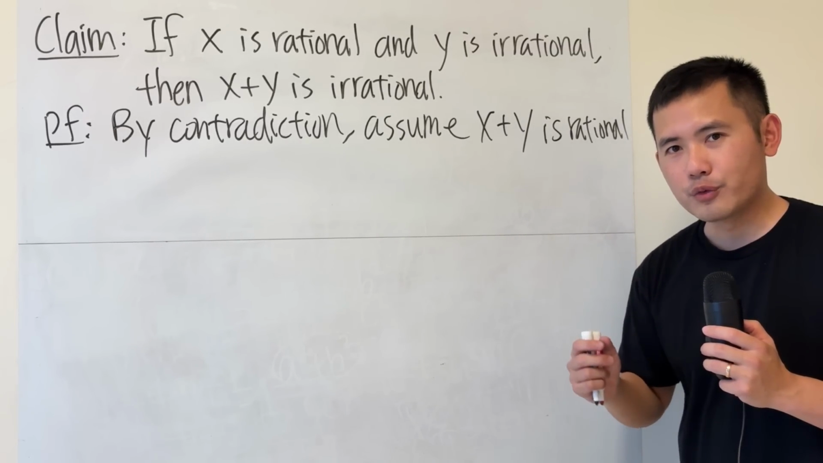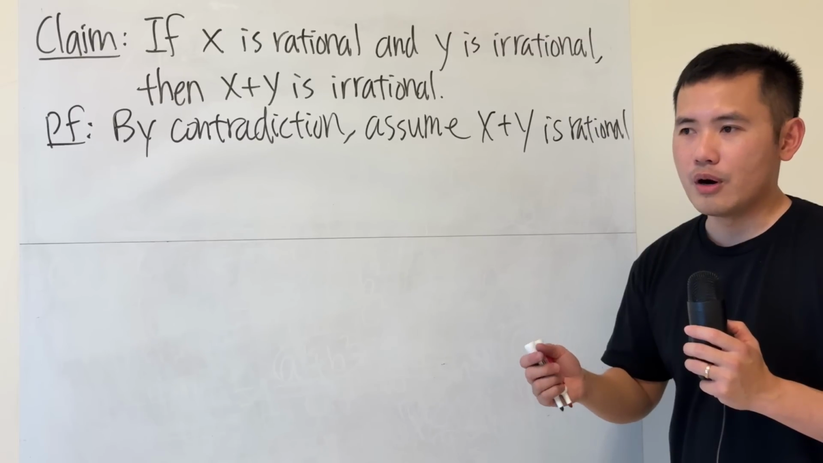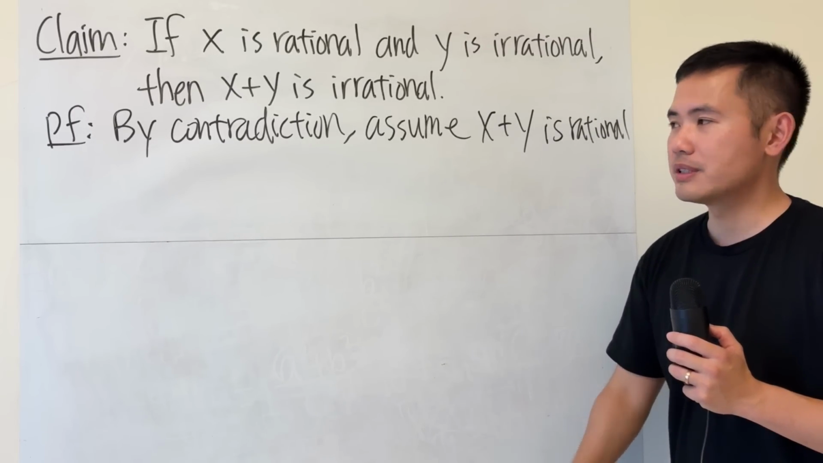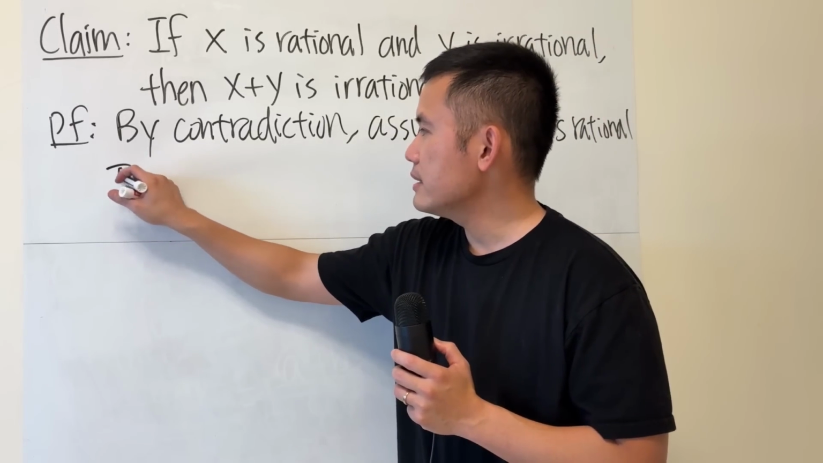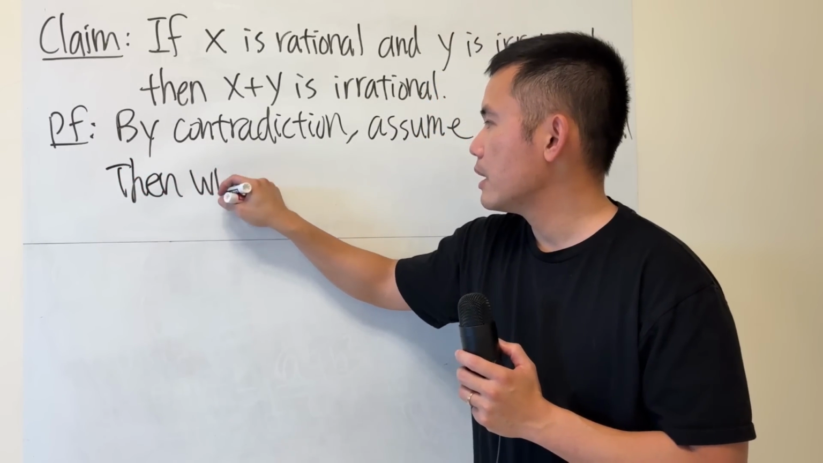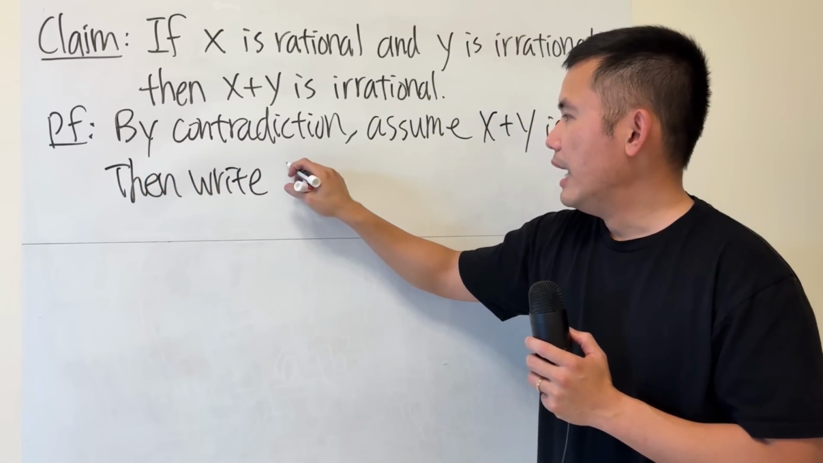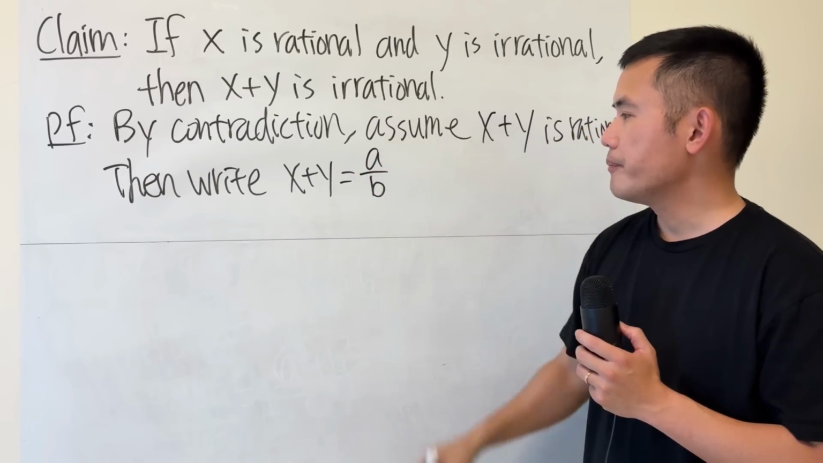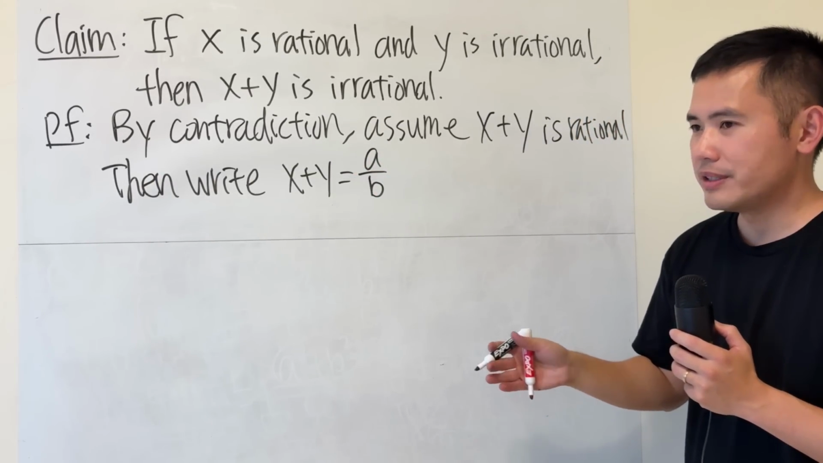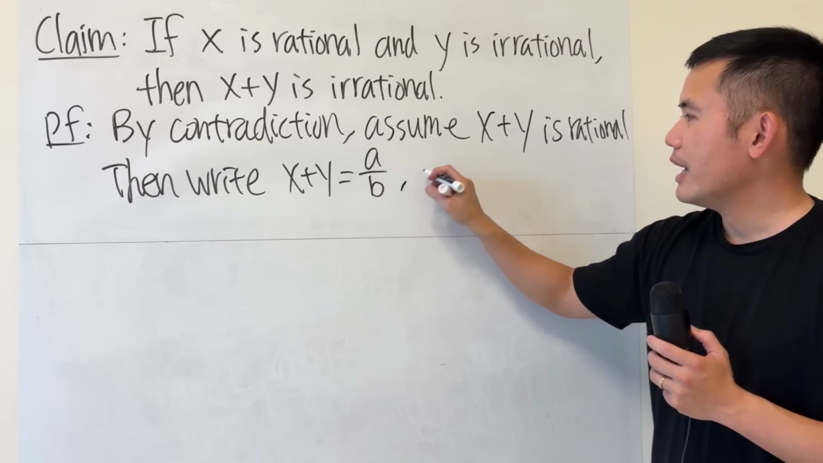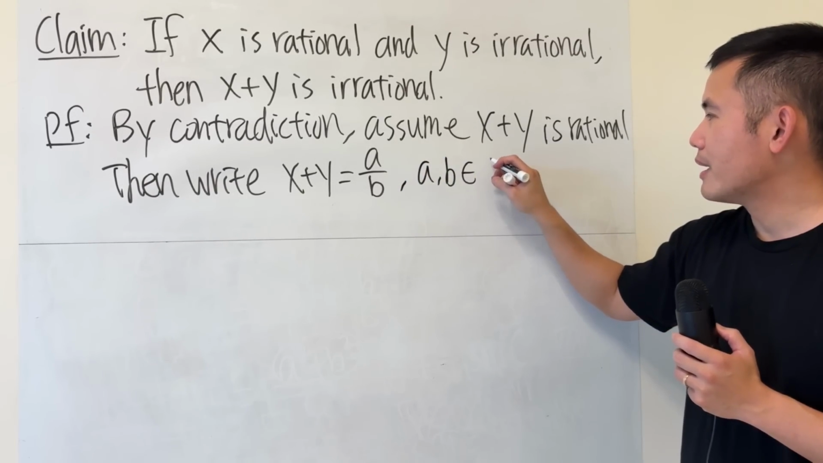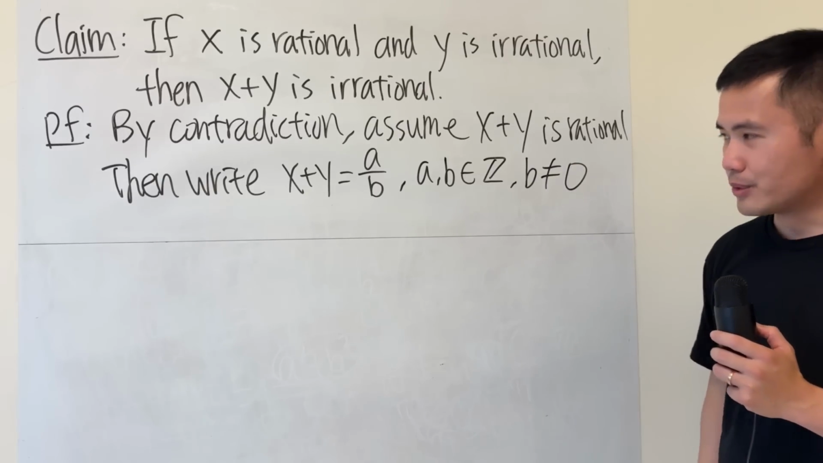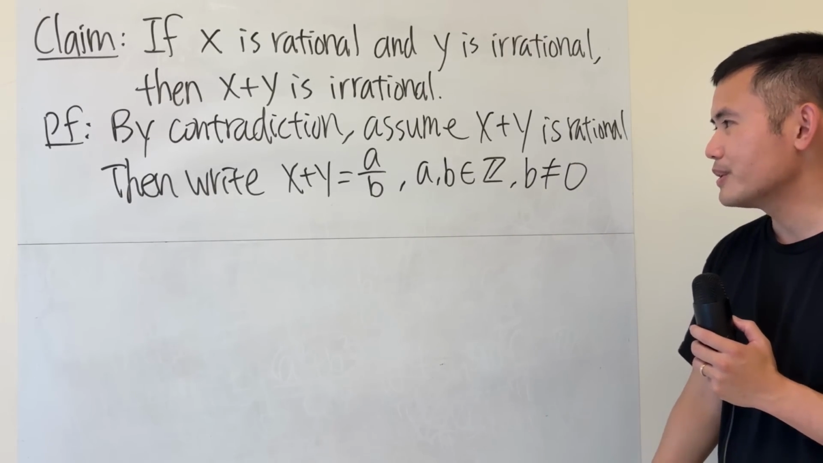Well, the definition of a rational number is that it's a ratio of, let's say, a over b, and a and b are integers. So we can write x plus y being equal to a over b. And right here, you should also write some stuff down, such as a and b are integers, but b is not equal to 0, because otherwise you are dividing by 0, of course.